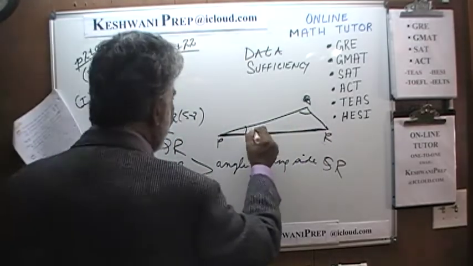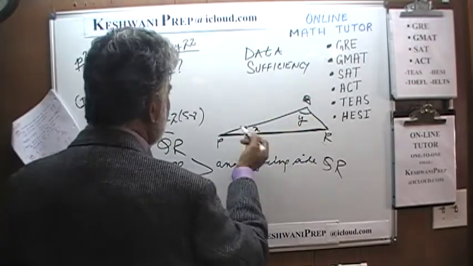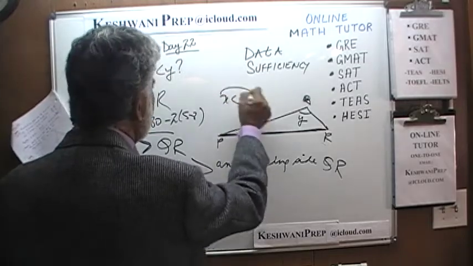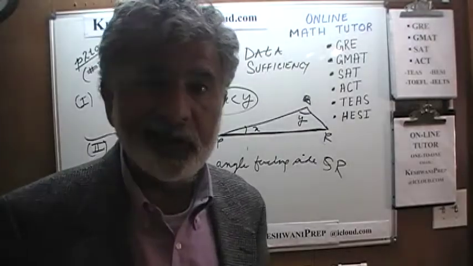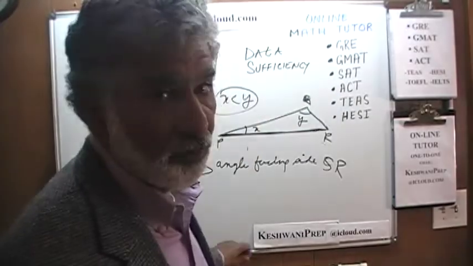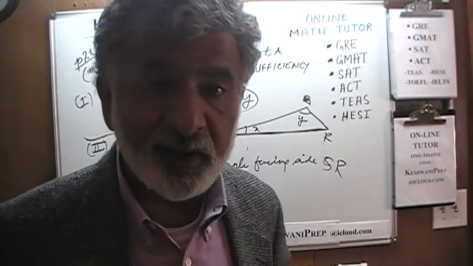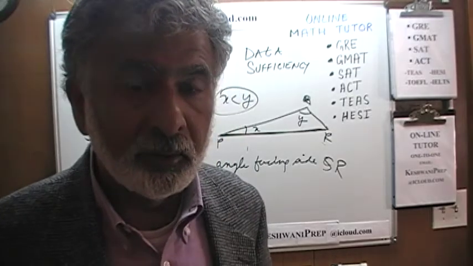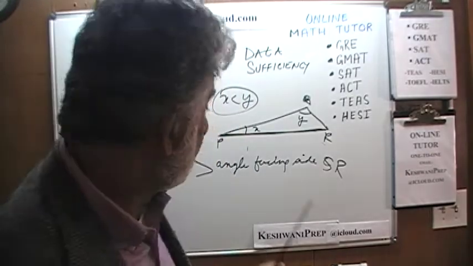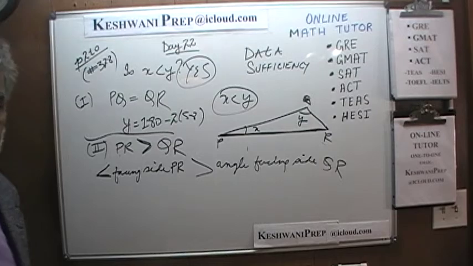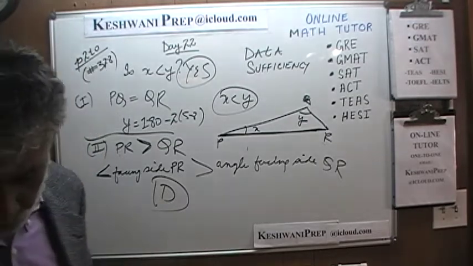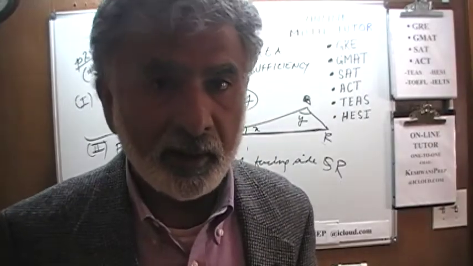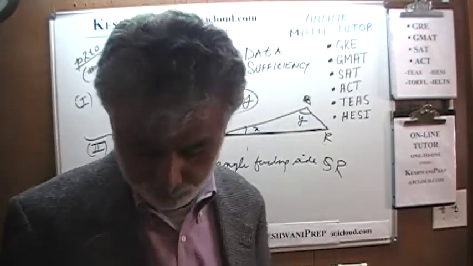And they're calling this angle X and they're calling this angle Y. There you go. So that means X is more than Y. The answer is yes. Again, the point here is not that the answer is yes. Answer could have been no also. But the point here is that we are able to give a definitive answer whether or not X is more than Y. Second statement by itself does the job also beautifully. The answer here is D. Both of those statements independently are enough to be able to answer the question. Let's move on.